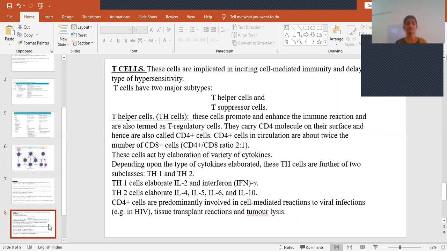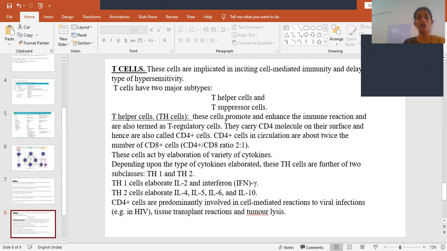And then coming to T cells, these are mainly involved in cell-mediated immunity and also in delayed hypersensitivity reactions. Majorly, these are divided into two different types, that is T helper cells and T suppressor cells, and the other is natural killer cells. So the helper cells will be denoted as TH cells, and T suppressors will be denoted as TS cells. Okay. So what do the T helper cells do?